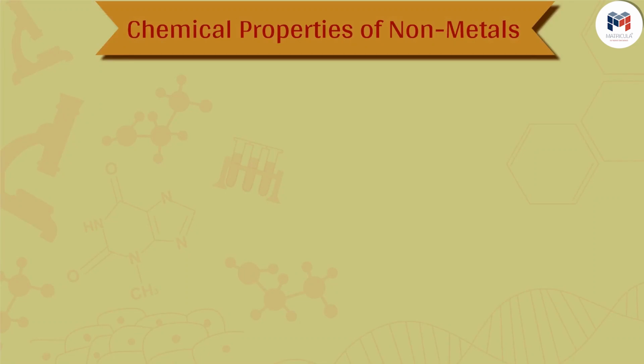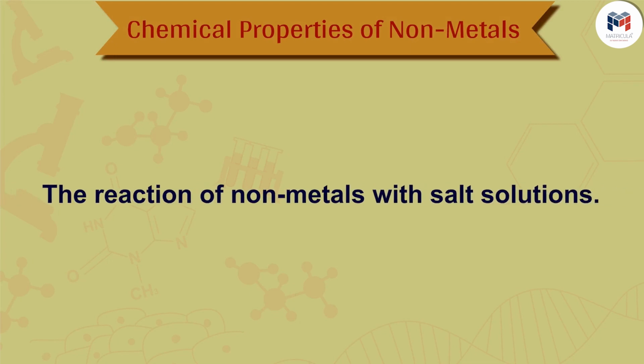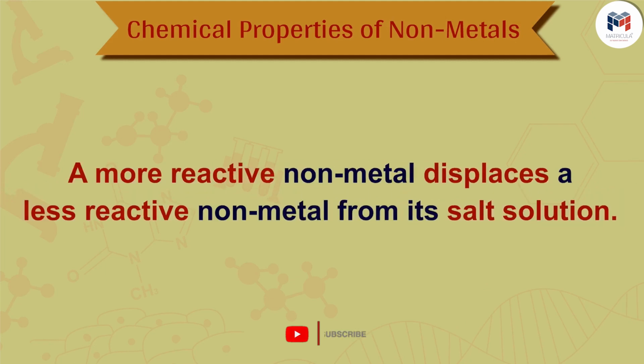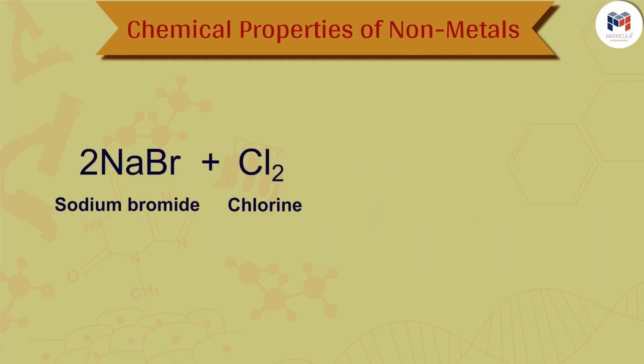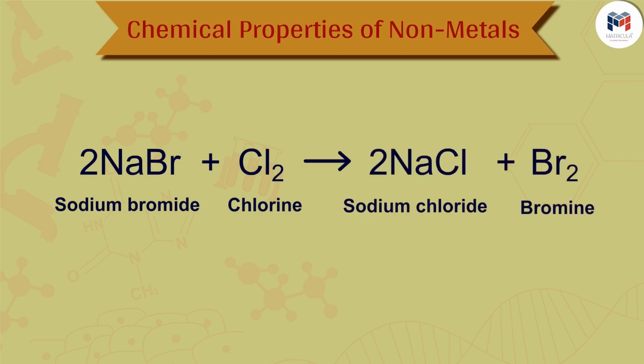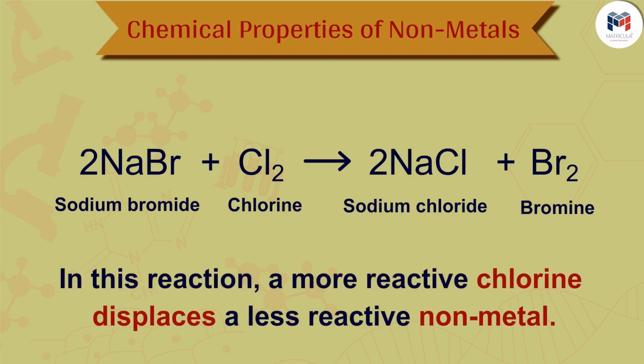The next reaction that we are about to study is the reaction of nonmetals with salt solutions. And children, this is one of the most fascinating reactions, as a more reactive nonmetal displaces a less reactive nonmetal from its salt solution. For example, when chlorine is passed through a solution of sodium bromide, then sodium chloride and bromine are formed. In this reaction, a more reactive chlorine displaces a less reactive nonmetal from its solution.